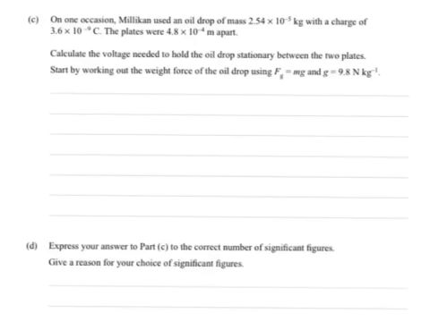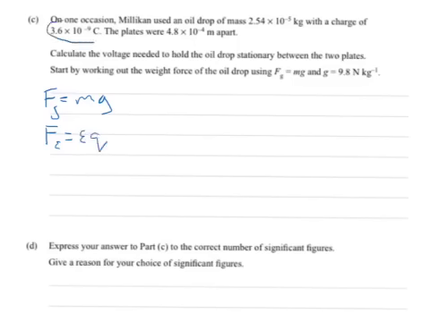Start by working out the weight force of the oil drop using F equals mg and g equals 9.8 newtons per kilogram. Okay, so I'm going to start slightly different to how they were suggested. We've got force due to gravity equals mg. We need to balance that with the force due to the electric field, which is the electric field strength times the charge.